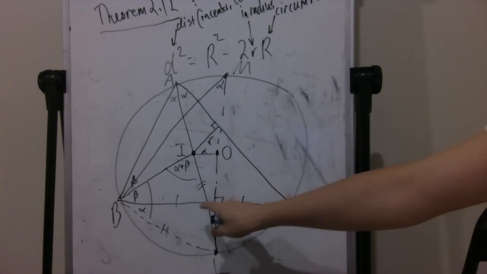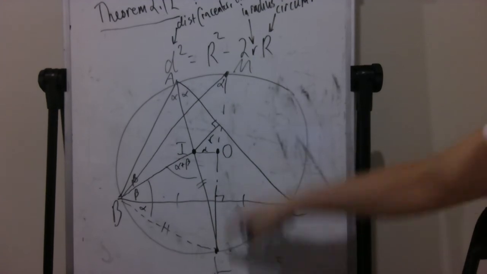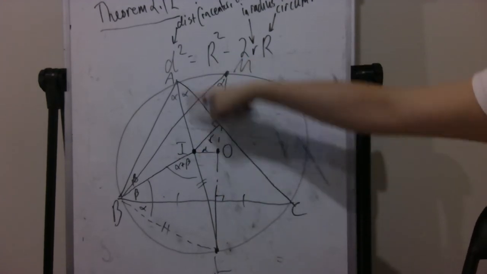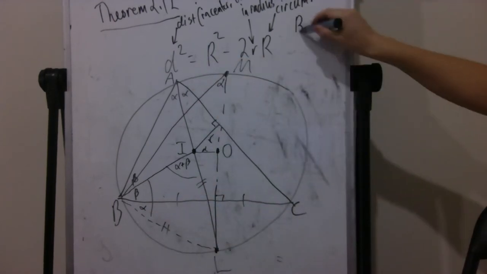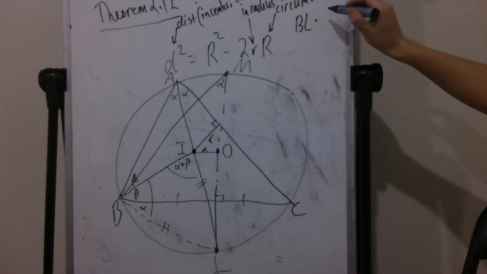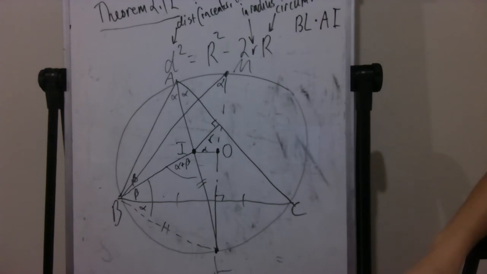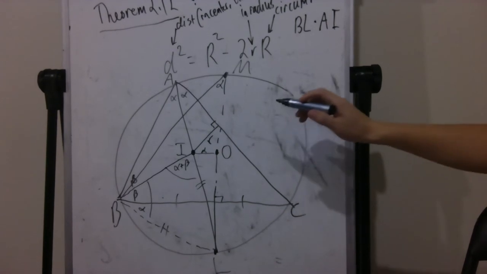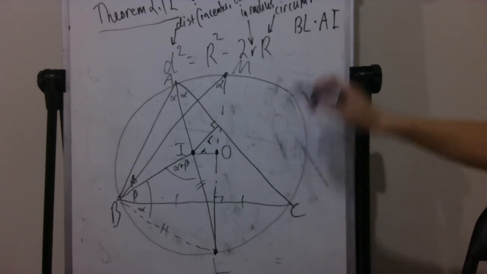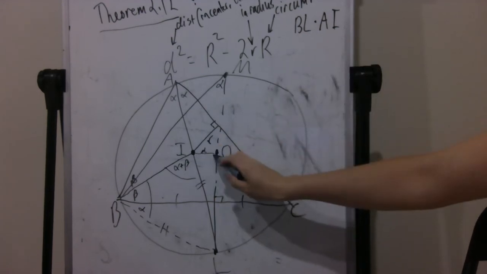Alright, so those are equal, right? So what are we trying to figure out again? It was LI times AI, right? So now we can do BL times AI, right? Can you see that isn't AI equal to BL? No, this is not the center of the circle.